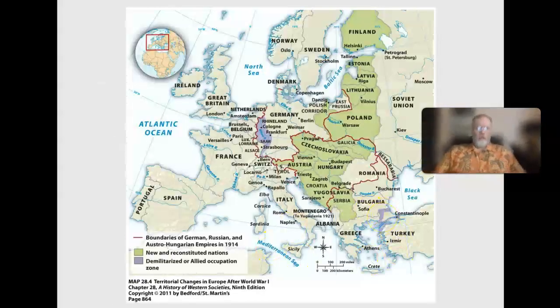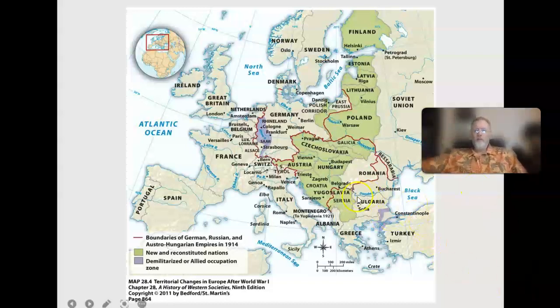Let's see what else we got going on here. What do we have on this map? This is after World War I, we see all these other territories, these new countries formed, these new regions. All of this had been basically Austria-Hungary.